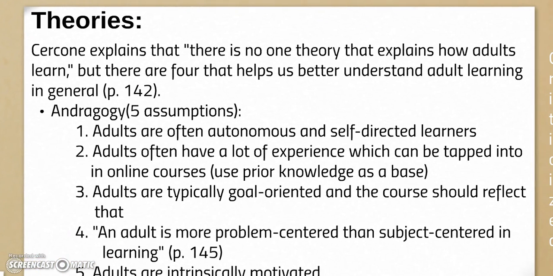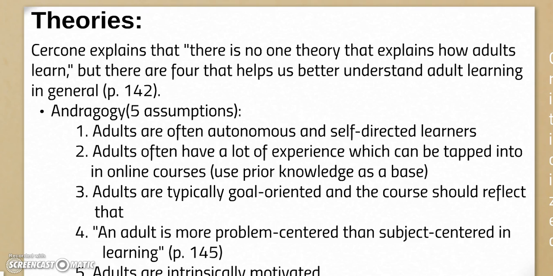So this author goes into a few theories, but specifies that while we're reviewing these theories, it's important to note that there is not just one theory that could possibly explain how all adults learn. So it's important, yes, to know these studies and theories to better understand adult learning, but you can't just say that all adults learn in a particular way.